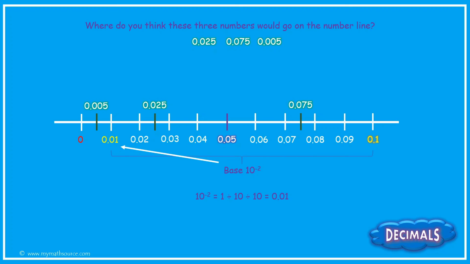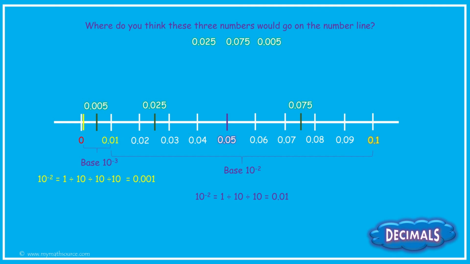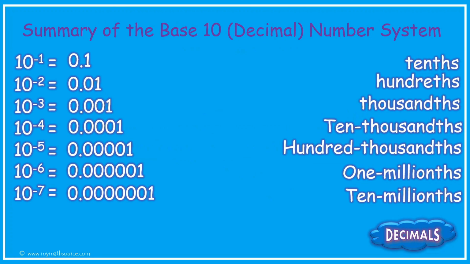Now, because we have 3 zeros in front of the 5, in terms of our ideal region, what would this region be in terms of base 10? Well, if you guessed base 10 to the power of negative 3, you are correct. Now remember, base 10 to the power of negative 3 literally means 1 divided by 10 divided by 10 divided by 10.